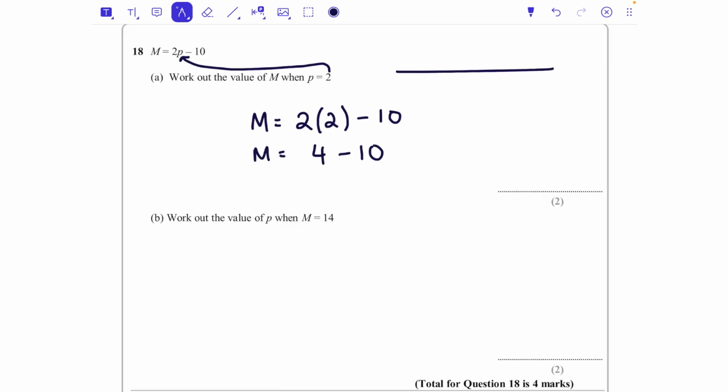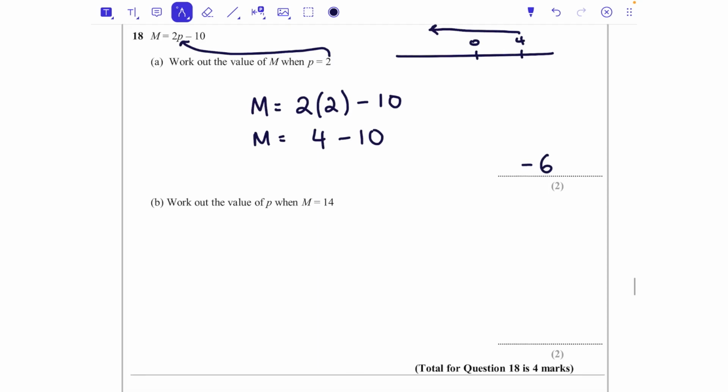If we're at 4 on a number line and we are taking away 10, we're going down, we're going to go past 0, and we would actually go 6 into the negative. So this is minus 6. And part B, work out the value of p when m is 14.